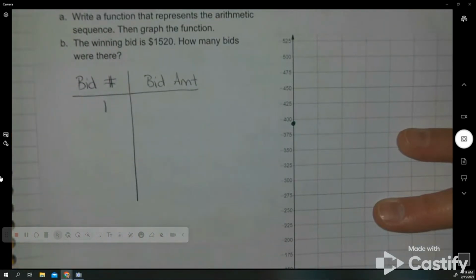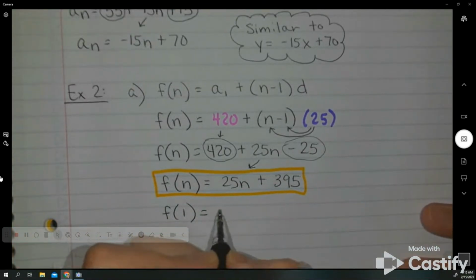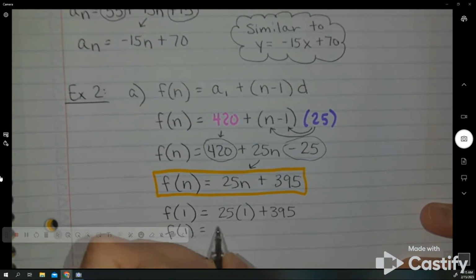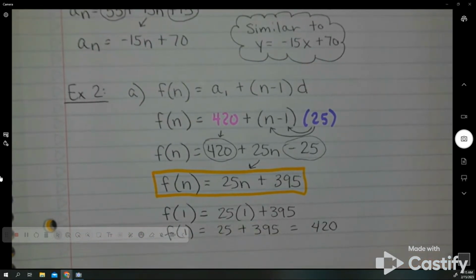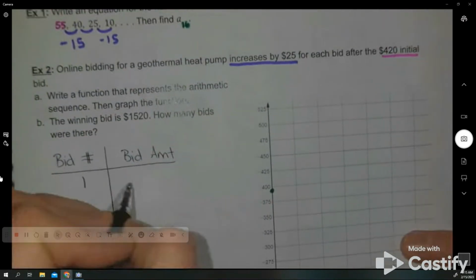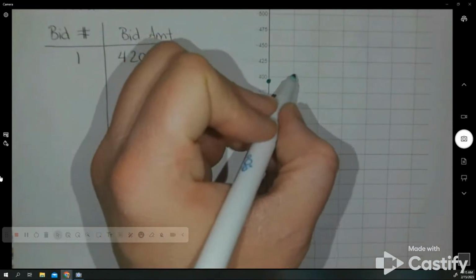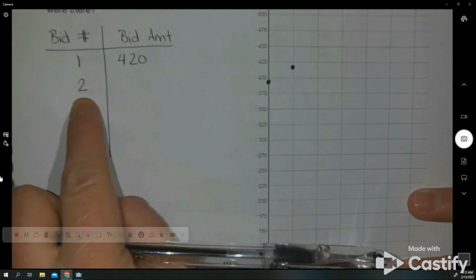So for one bid, if I plug in 1 for n, f of 1 equals 25 times 1 plus 395. So f of 1 equals 25 plus 395, which is 420, which makes sense because that's what they told us is that first bid that they had. So we go down here to 1, our initial bid, $420. It's a little bit closer to 425. So right there. If we looked at the second bid, we would have 2 times 25, which is 50, plus 395, and we would get 445.